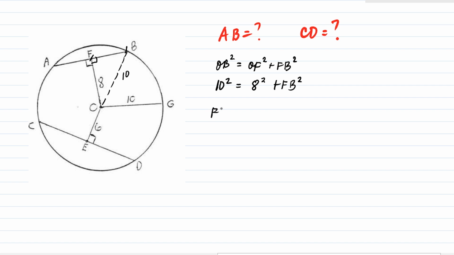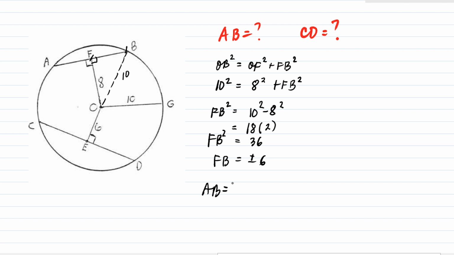I-arrange lang natin. We have FB squared is equal to 10 squared minus 8 squared. And this is equivalent to 10 plus 8, that's 18, times 10 minus 8, that's 2. And this is 36. And FB squared equals 36. Therefore, FB is equal to plus or minus 6. At 6 na yung kailangan natin doon. Therefore, AB is equal to 6 times 2. That's 12 units. Let's have CD.